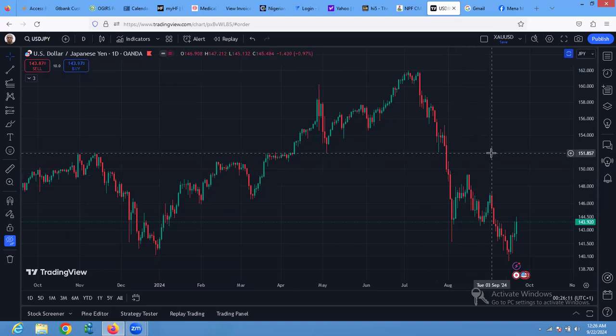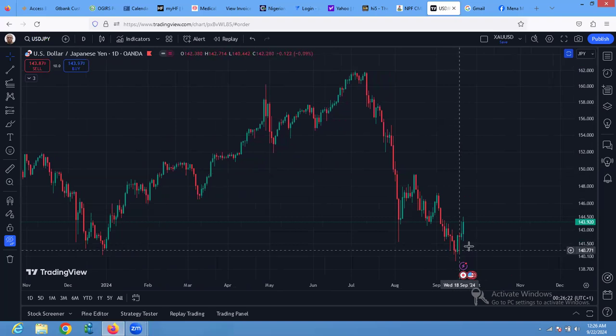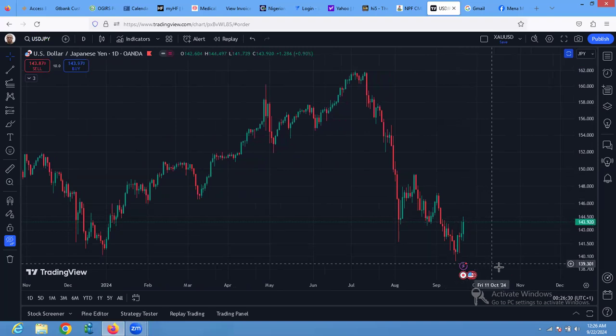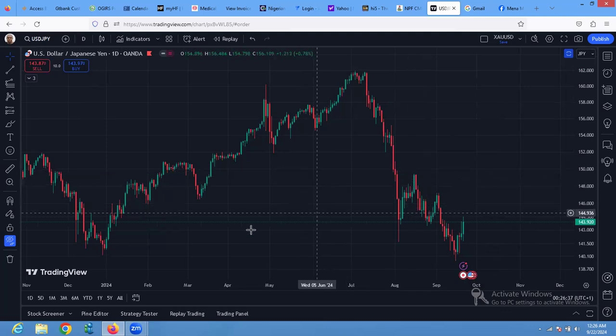So if we're going to take this, I rather want to look at this as a possible A move, and this move may not have ended now. So we may just be going back down to break this low. We should be checking around 137 area or thereabouts for a potential move to the upside. Around 137 area. That's what you should be expecting.